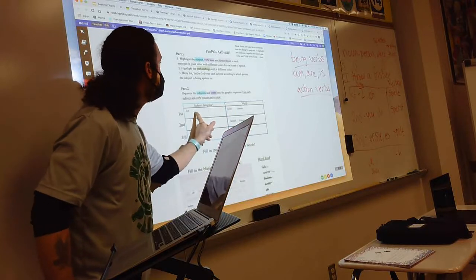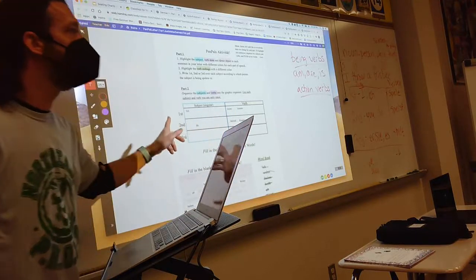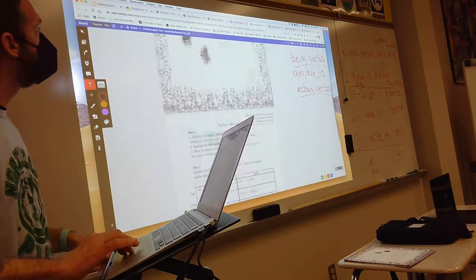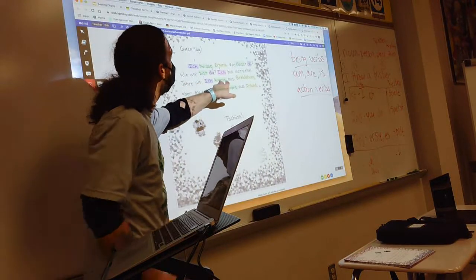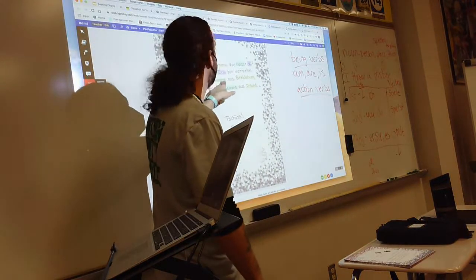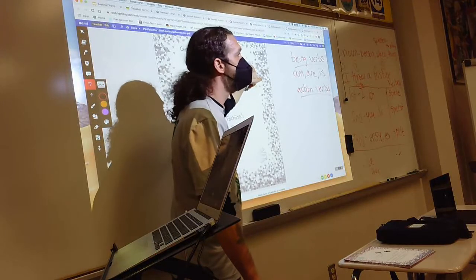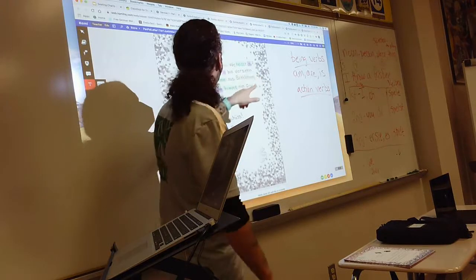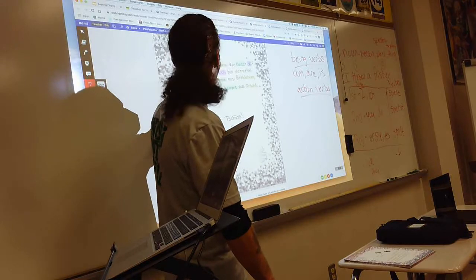E ending for ich, st ending for du. If you weren't sure about that, you just look at what the endings are next to the pronouns that are used. All right, so you see du, and you would just write this verb, st. You see ich, you have an e ending, heiße.